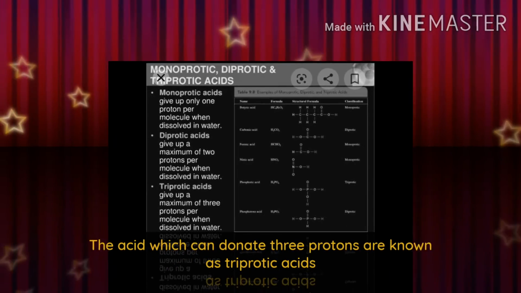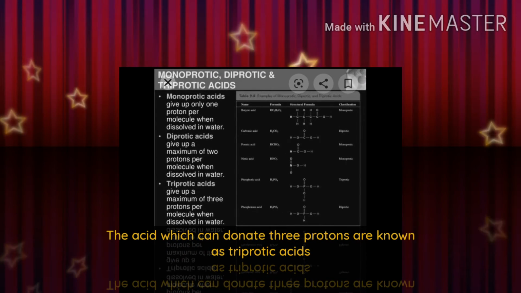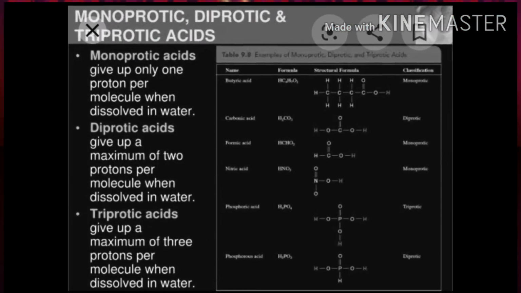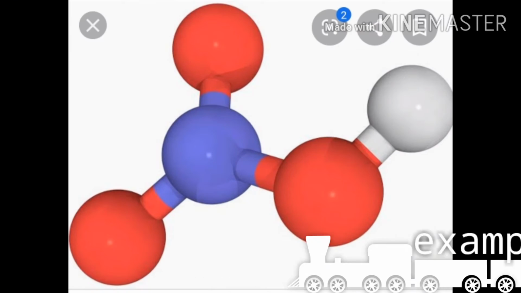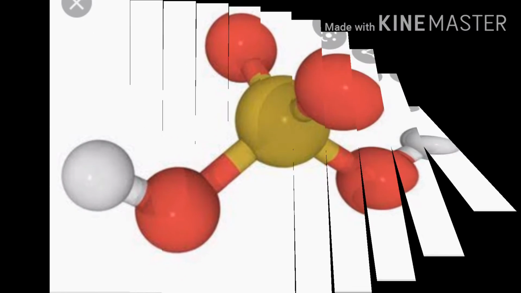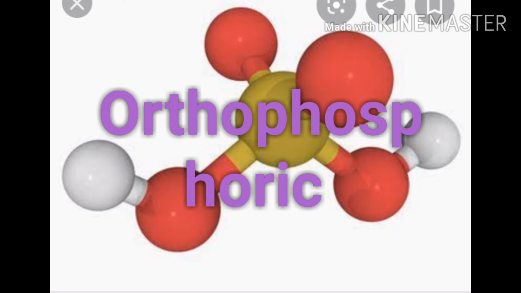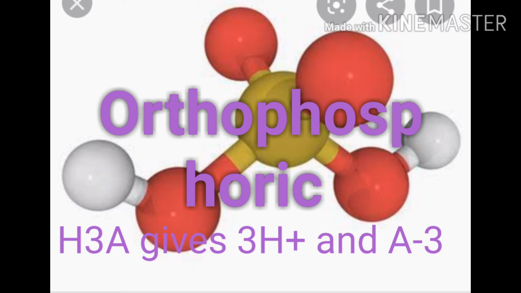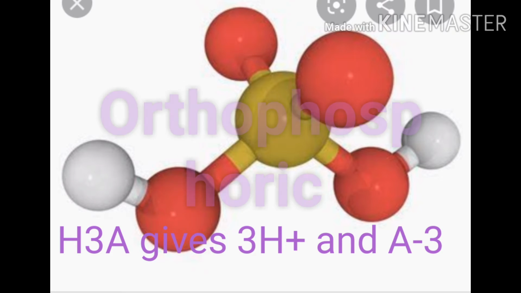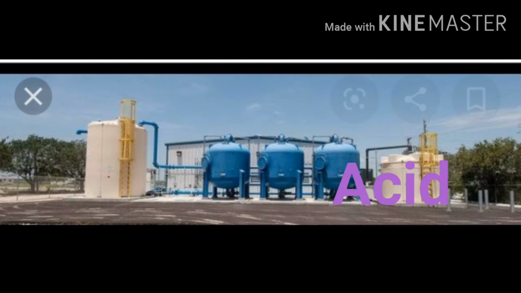The acids which can donate 3 protons are known as triprotic acids. Examples of triprotic acids: orthophosphoric acid. H3A gives 3H+ and A 3-.